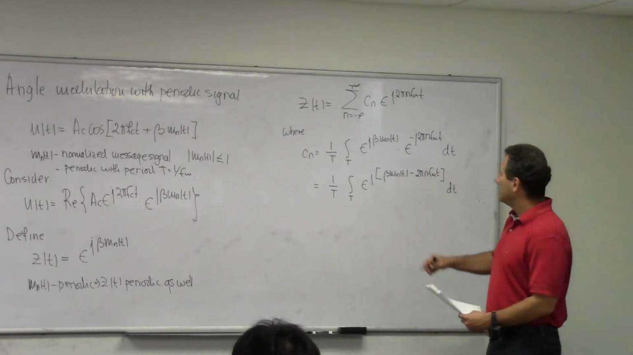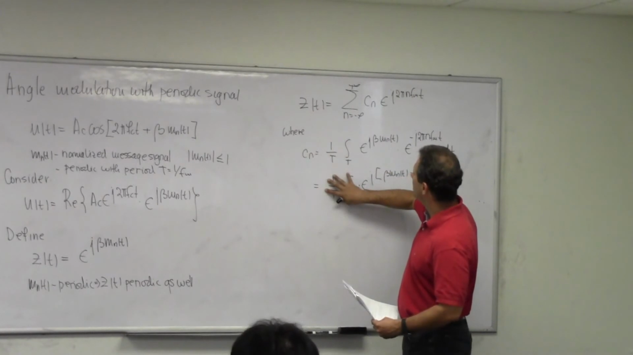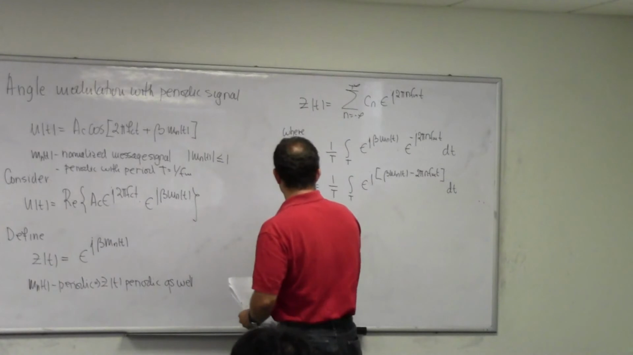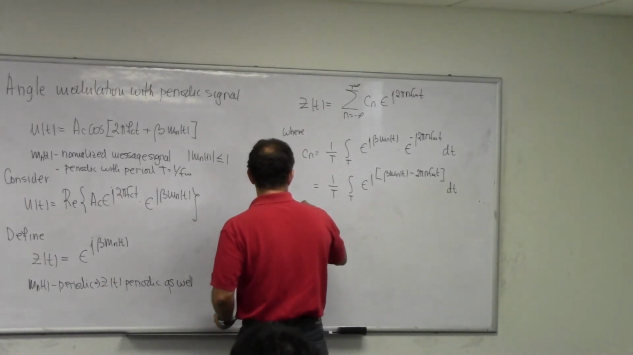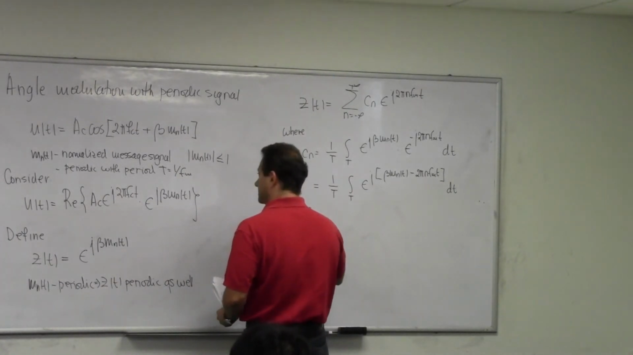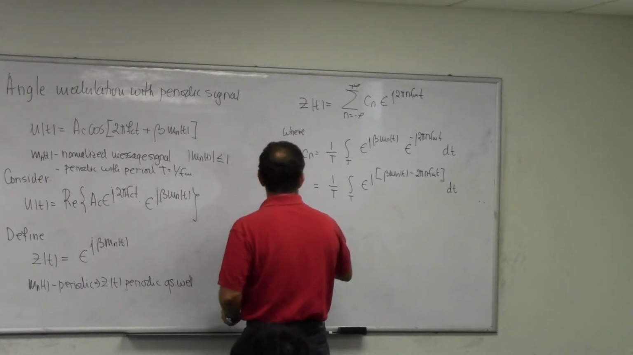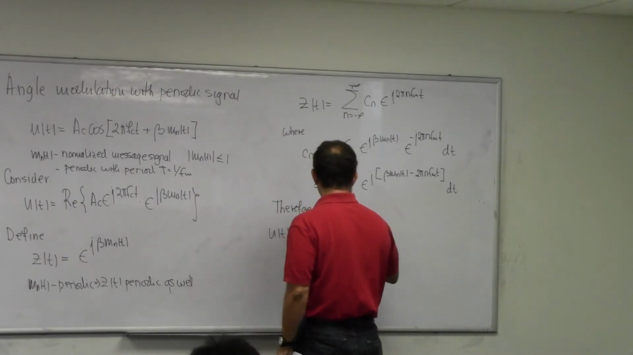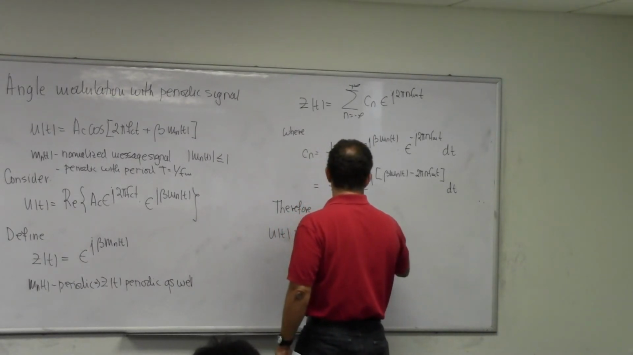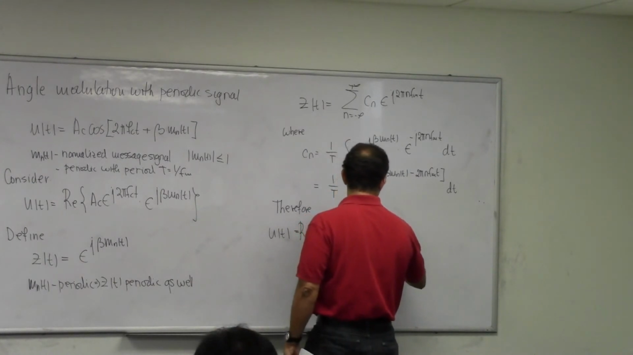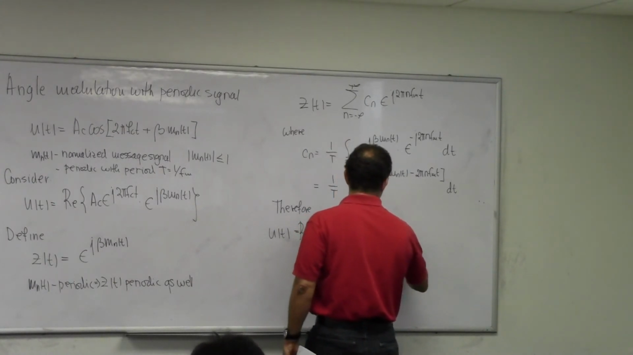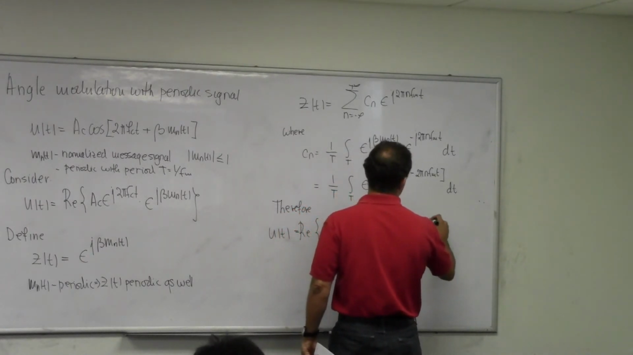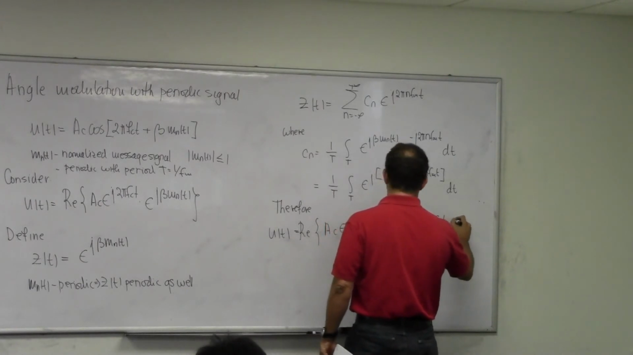So once I realize that, let's assume that we can calculate these. I can put this back into the original expression. Therefore, this u of t becomes the real part of AC e to the j 2 pi fc t times the sum, when n goes from minus infinity to plus infinity, of Cn e to the j 2 pi n fm t.